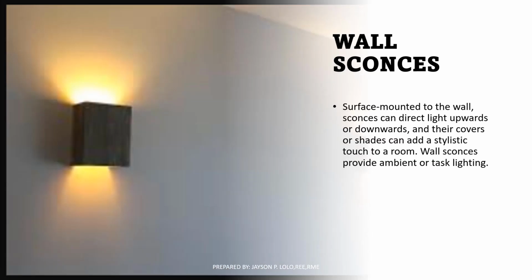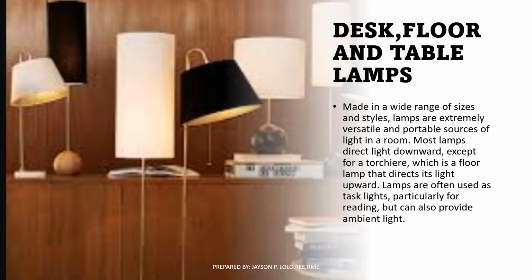Aside from that, the wall lamp is also called wall sconces. It provides ambient or task lighting also. Some of the coffee shops, some site developments, are using wall sconces. Next one is the desk, floor, and table lamps. They are made in a wide range of sizes and styles. Lamps are extremely versatile and portable sources of light in a room. If you are using these desk, floor, and table lamps, this is a direct light downward application.